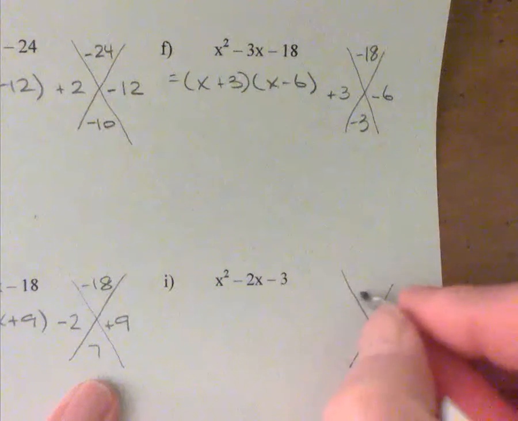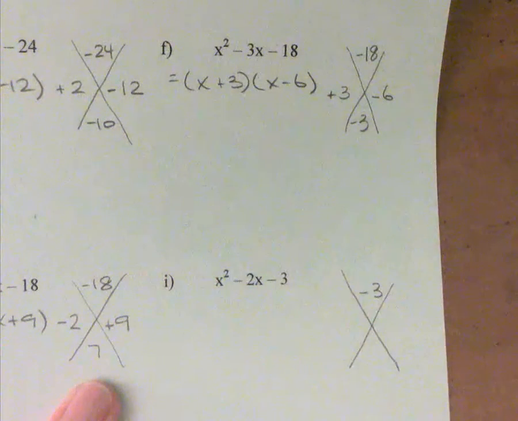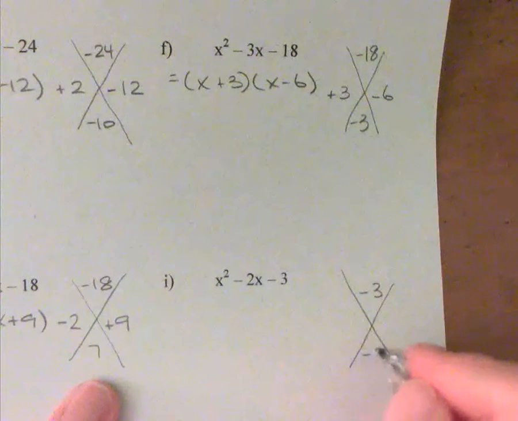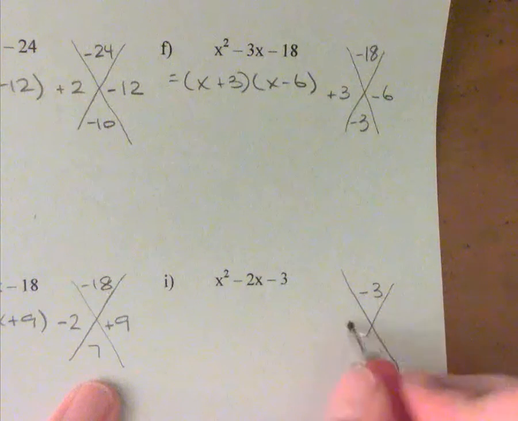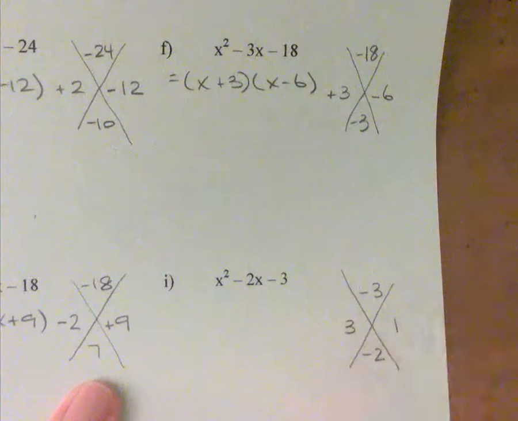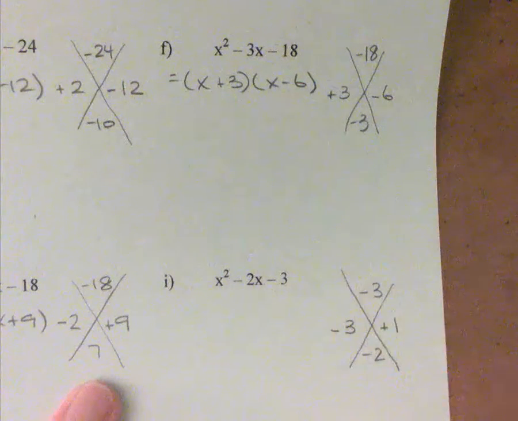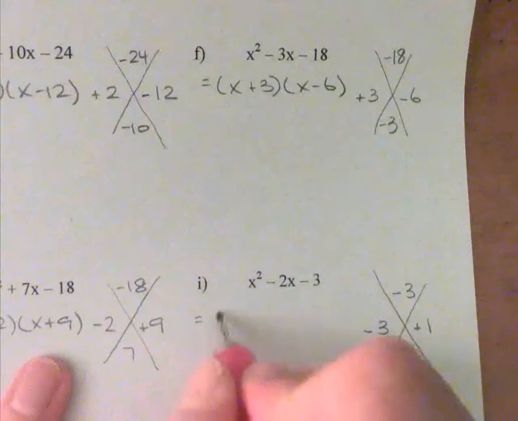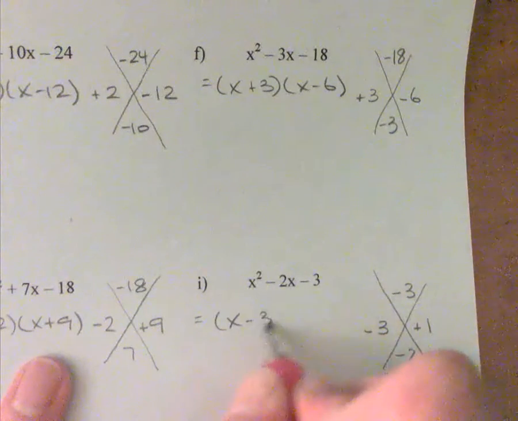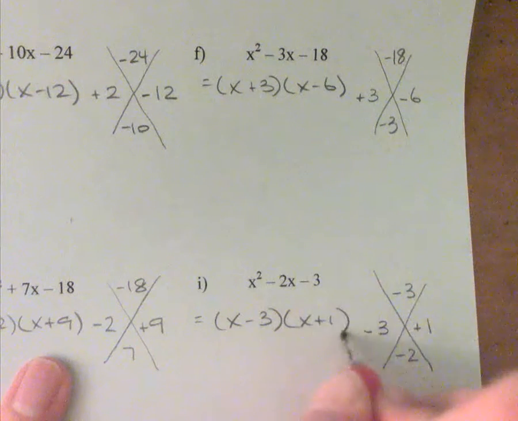I have to multiply to negative 3 and add to negative 2. The only numbers that multiply to 3 are 3 and 1. This is a negative 2, so I'm going to make it minus 3 and plus 1. Now I have x minus 3 and x plus 1.